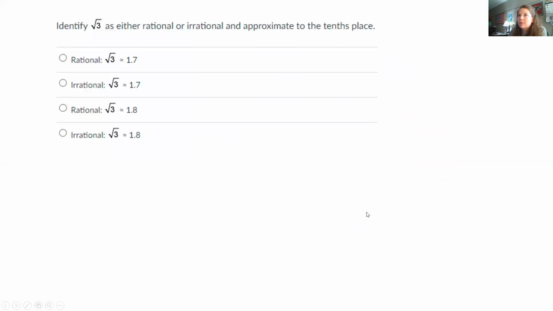All right, so look at this problem. It says identify square root 3 as either rational or irrational and approximate to the 10th place. Well, first of all, it's the square root of a non-perfect square, which automatically makes it irrational. So we're going to throw this one out and we're going to throw this one out. It's definitely irrational. So then the next thing I would do on my calculator is I would multiply 1.7 times itself. So 1.7 squared is 2.89.